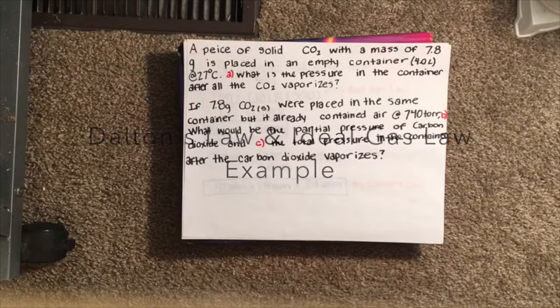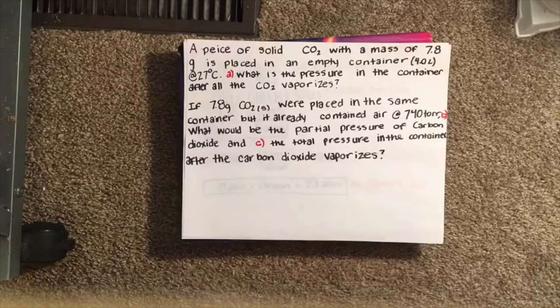Okay, this problem has to do with Dalton's law. So a piece of solid CO2 with a mass of 7.8 grams is placed in an empty container of 4 liters at 27 degrees Celsius. Part A asks what the pressure of the container is after all the CO2 has vaporized. And then if the 7.8 grams of CO2 was placed in the same container, but it had already contained air at 740 torr, Part B asks us what the partial pressure of the carbon dioxide would be then, and Part C asks us what the total pressure in the container after the CO2 vaporizes would be.